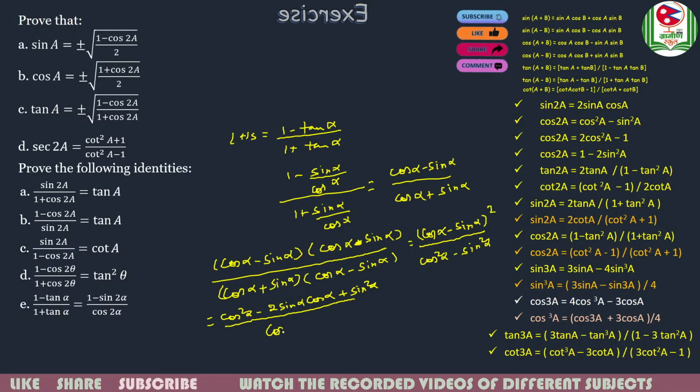The denominator is cos 2 alpha, and in the numerator cos square alpha plus sin square alpha is going to be 1. So 1 minus, and this 2 sin alpha cos alpha is sin 2 alpha. So it is 1 minus sin 2 alpha upon cos 2 alpha. So we have proved this one. Okay, so it is proved. RHS is proved.